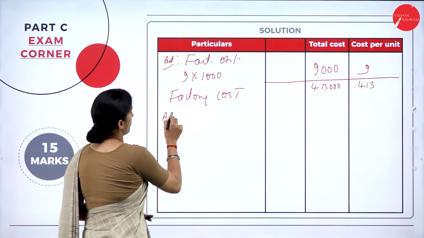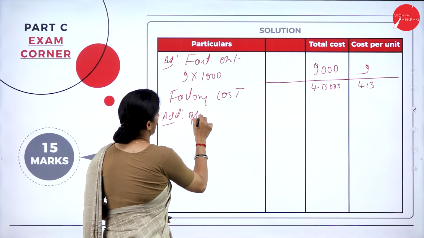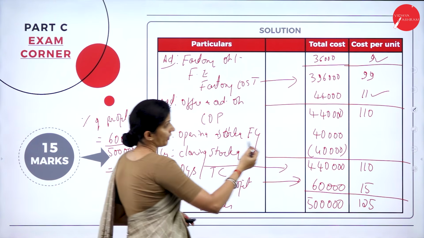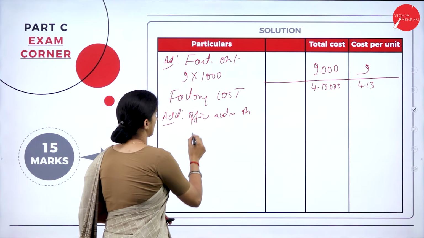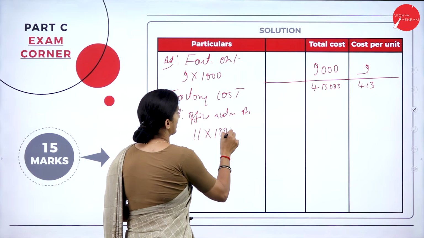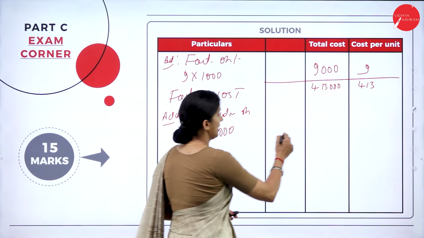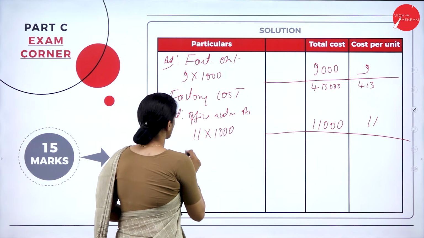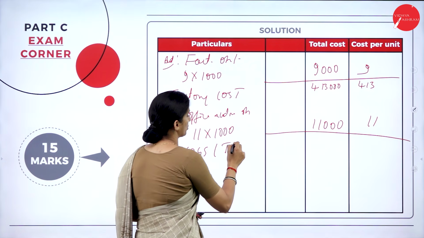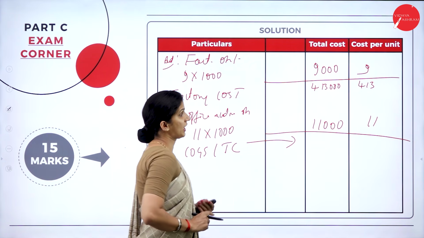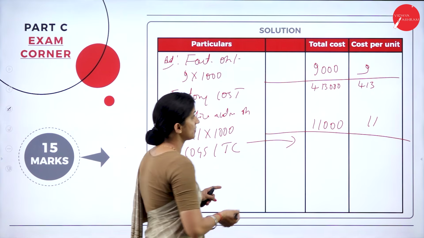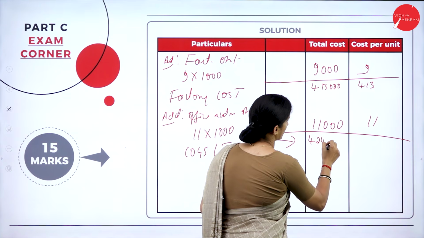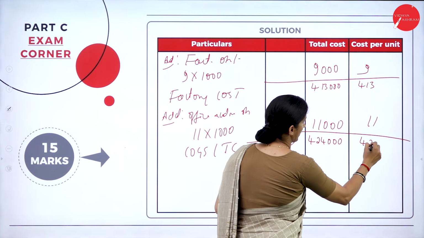Next, we'll have office overhead, office and administration overhead. Your per unit will be 11, and that will be the same in the year 2025 also. So 11 into 1,000 units is 11,000. Per unit will be 11. So your cost of goods sold or your total cost will be 4,13,000 plus 11,000, which is 4,24,000. Per unit will be 424.